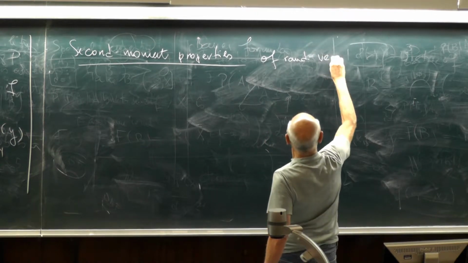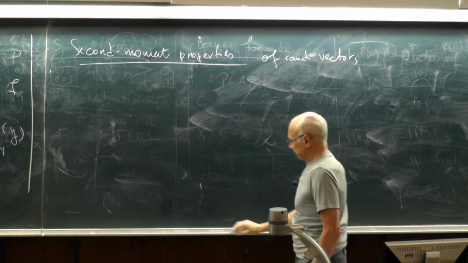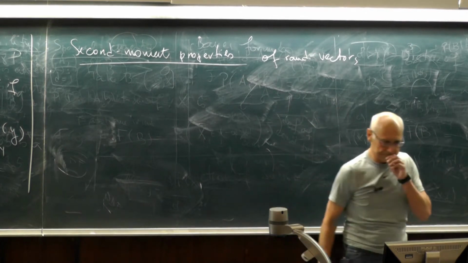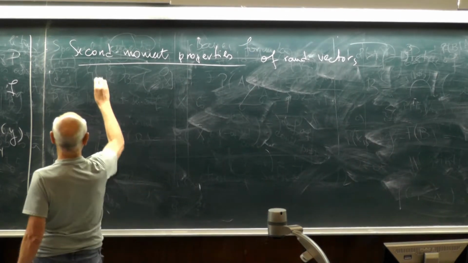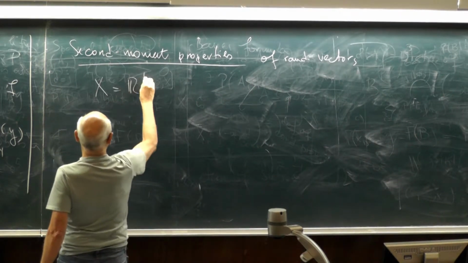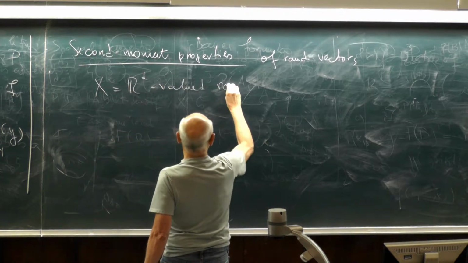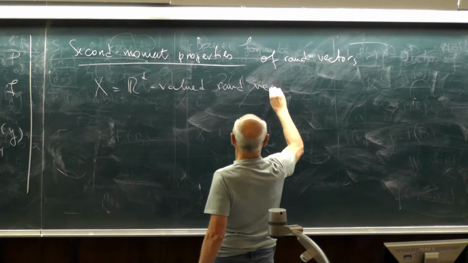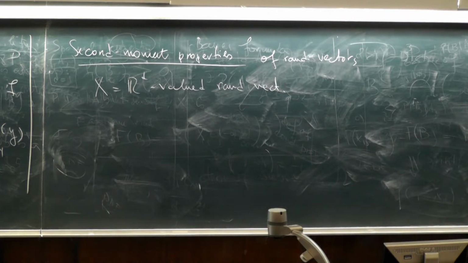Of random vectors. So we are going to be in the same setting, that is, X is an R^d valued random vector. And we defined the first two moments of this random vector. This would mean second moment properties.